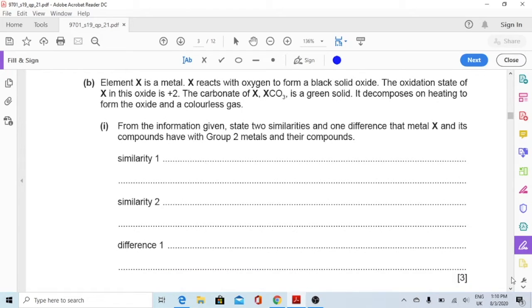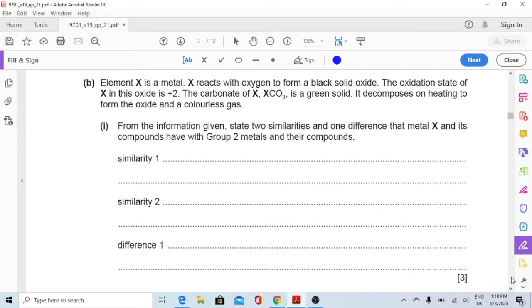Okay, now moving on to part B. Element X is a metal. X reacts with oxygen to form a black solid oxide. The oxidation state of X in this oxide is +2. The carbonate XCO3 is a green solid. It decomposes on heating to form the oxide and a colorless gas. Part 1. From the information given, state two similarities and one difference that metal X and its compounds have with group 2 metals and their compounds.